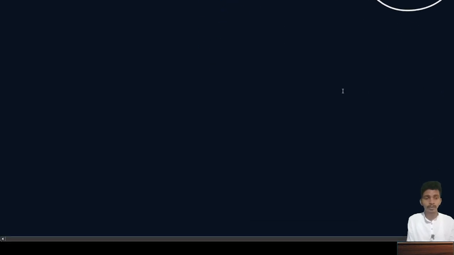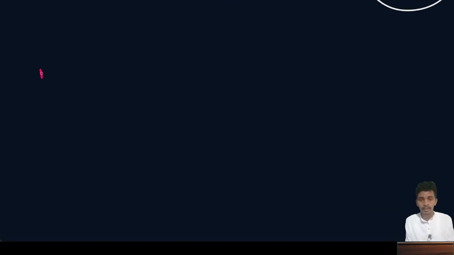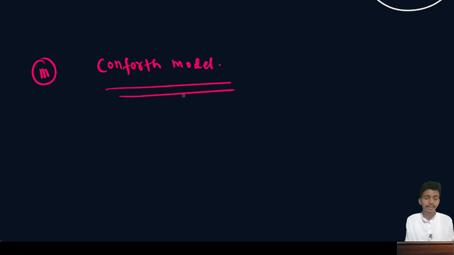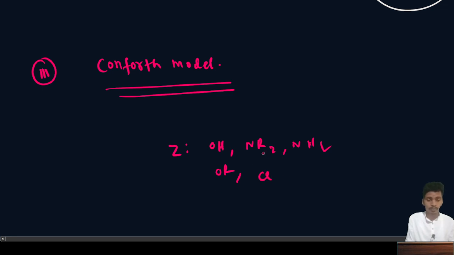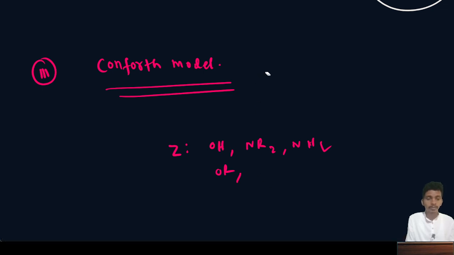Now we will look at the next model, that is the Cornforth model. The third model we have, the Cornforth model, is actually just an extension of the Cram's chelate model. It says that if Z is chlorine, then, I have written OH, I have written NH2, but I have not written chlorine. Why? See, chlorine also has unshared lone pairs. It has 3 unshared lone pairs, but still I did not mention it.